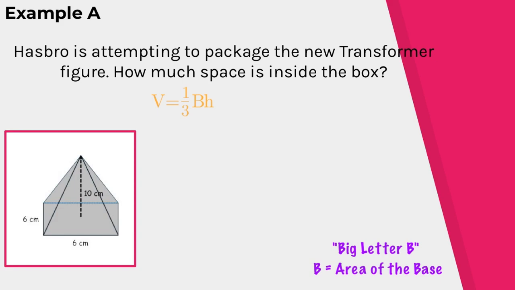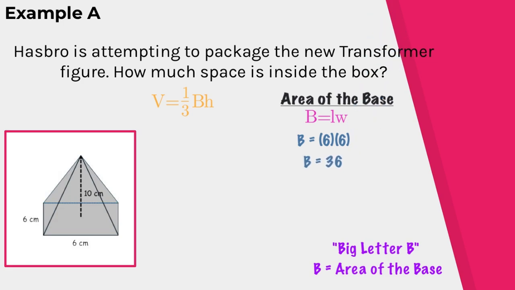So we've got to start by figuring out what the area of the base is. Since our base is a rectangle, or a square here, we know that we're going to be multiplying length times width. In this case, our length is 6 and our width is 6. So in order to find big B, we're going to do length times width, 6 times 6, and 6 times 6 is 36, so that gives us the area of big B.